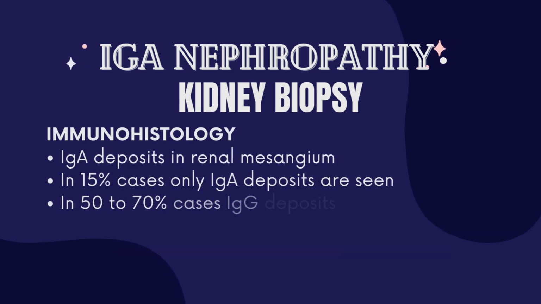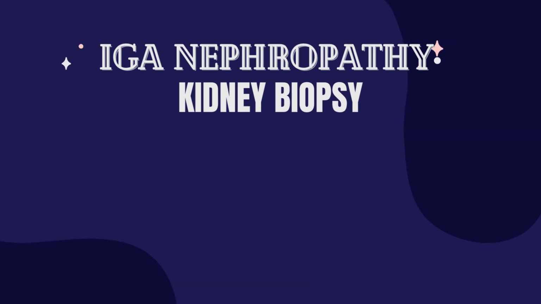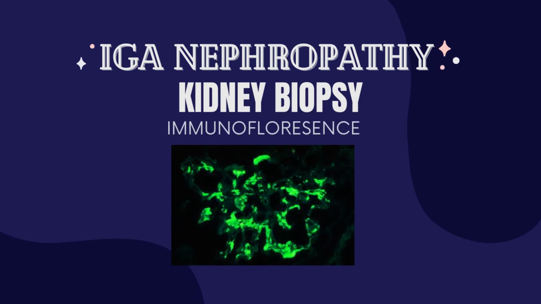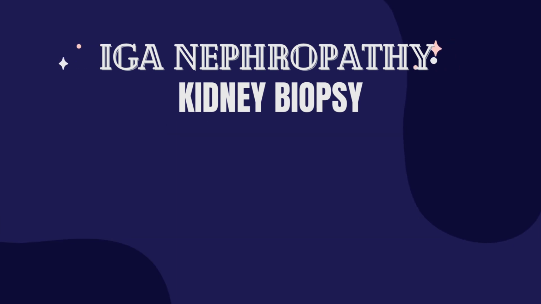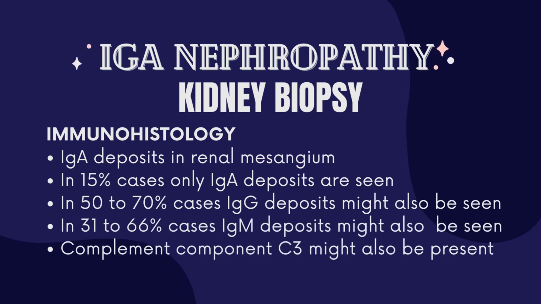On immunohistology, we will observe 1. IgA deposits in renal mesangium. In 15% of cases only IgA deposits are seen. 2. In 50 to 70% of cases IgG deposits might also be seen. 3. In 31 to 66% of cases IgM deposits might also be seen. 4. Complement component C3 might also be present.